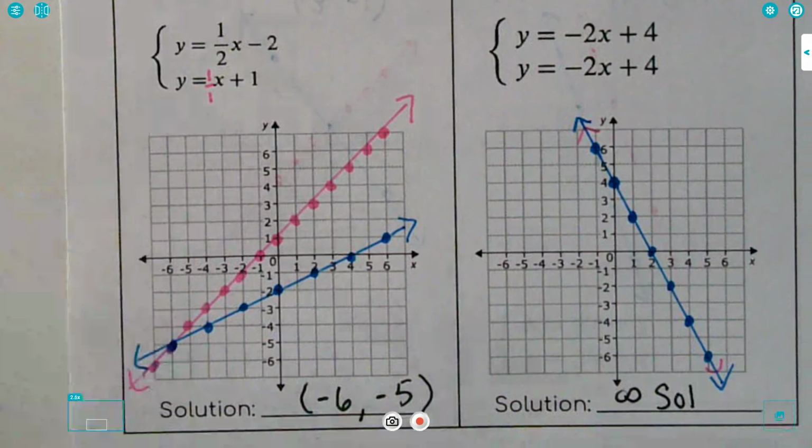It's the same one. So you got to pay attention. Same slope, different y-intercept is going to be parallel, because you'll start in two different spots and do the same slope. Same slope, same y-intercept is going to be the exact same line. Okay, any questions right now?